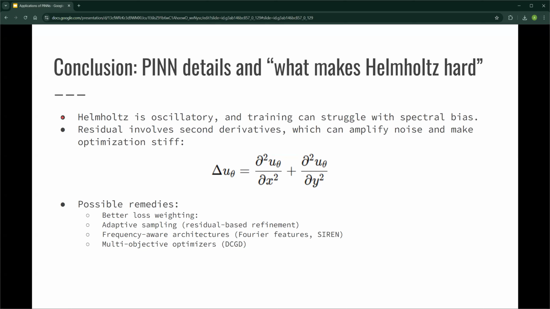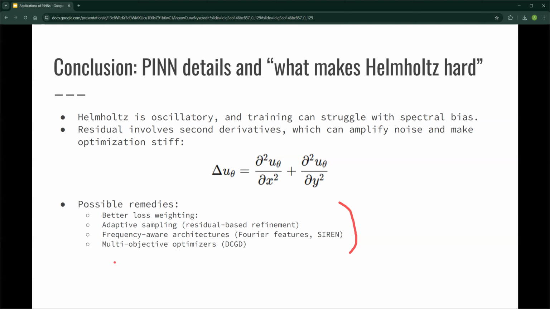I also have some possible remedies that we can use: better loss weighting, adaptive sampling, frequency-aware architectures, creating better loss functions, and so on. To conclude, this is how a PINN would solve a PDE such as Helmholtz, by representing the solution as a neural network and training it to satisfy the physics and boundary conditions.